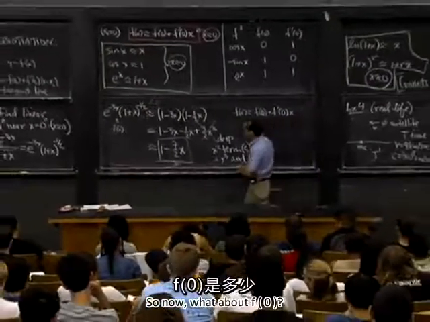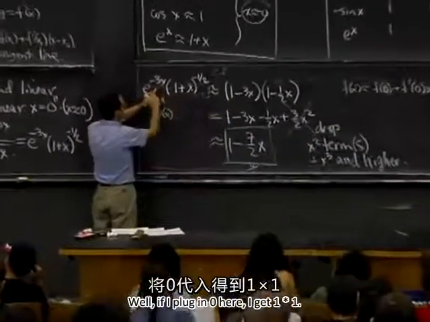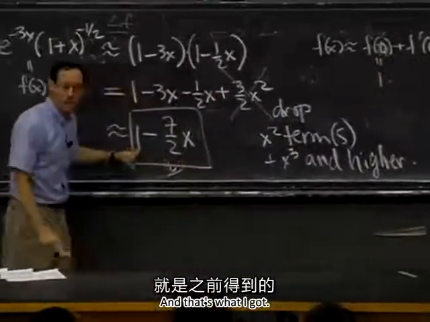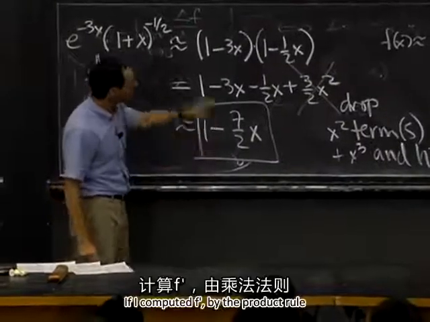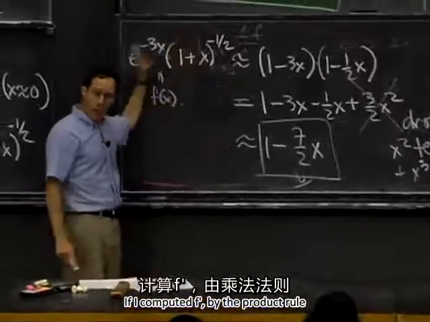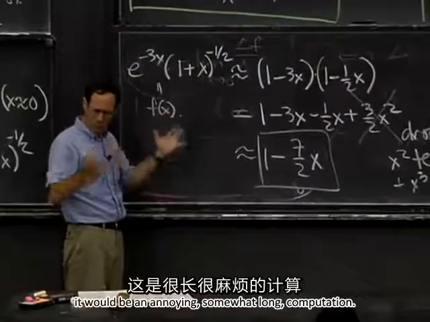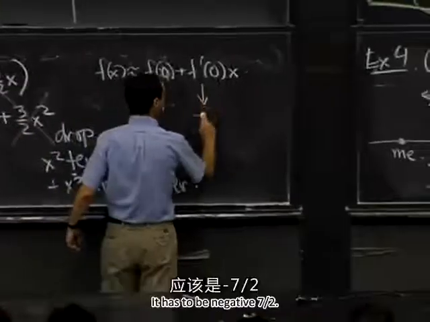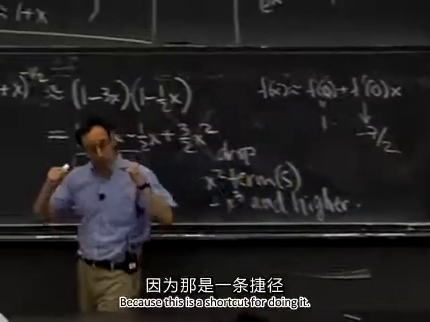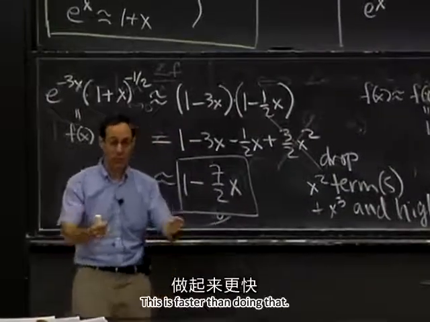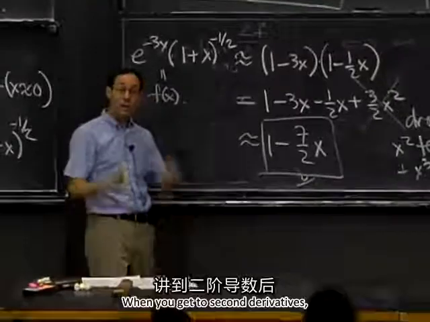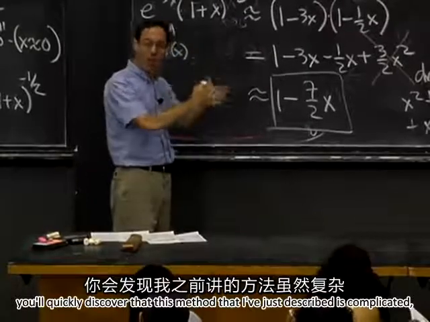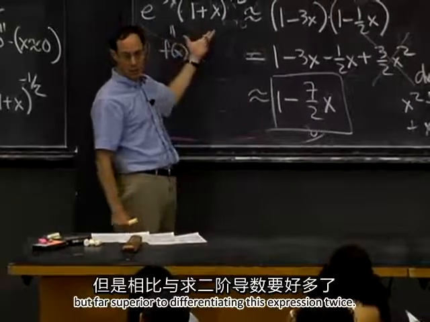Now what about f of 0? If I plug in 0 here, I get 1 times 1, so this thing is 1. That's no surprise, and that's what I got. If I computed f prime by the product rule, it would be an annoying, somewhat long computation. Because of what we've just done, we know what it has to be. It has to be -7/2, because this is a shortcut for doing it. This is faster than doing that, but of course, that's a legal way of doing it. When you get to second derivatives, you'll quickly discover that this method that I've just described is far superior to differentiating this expression twice.